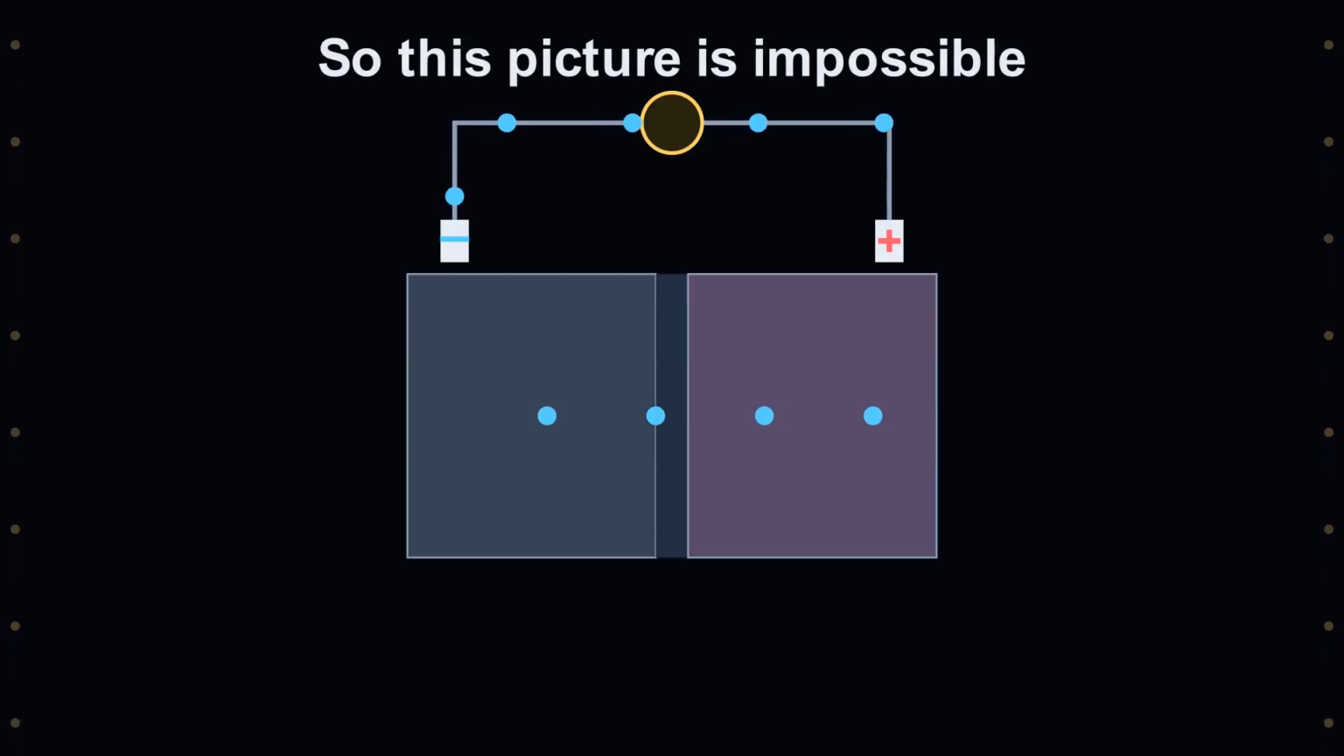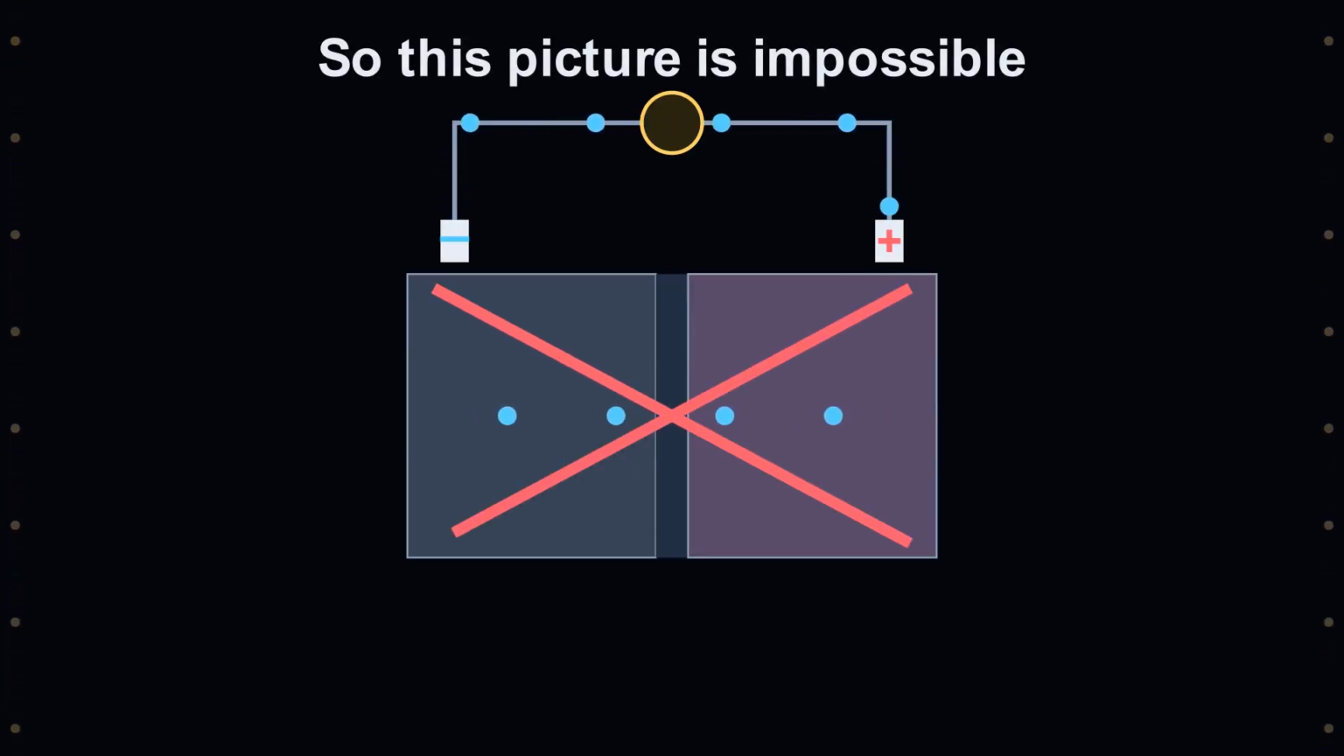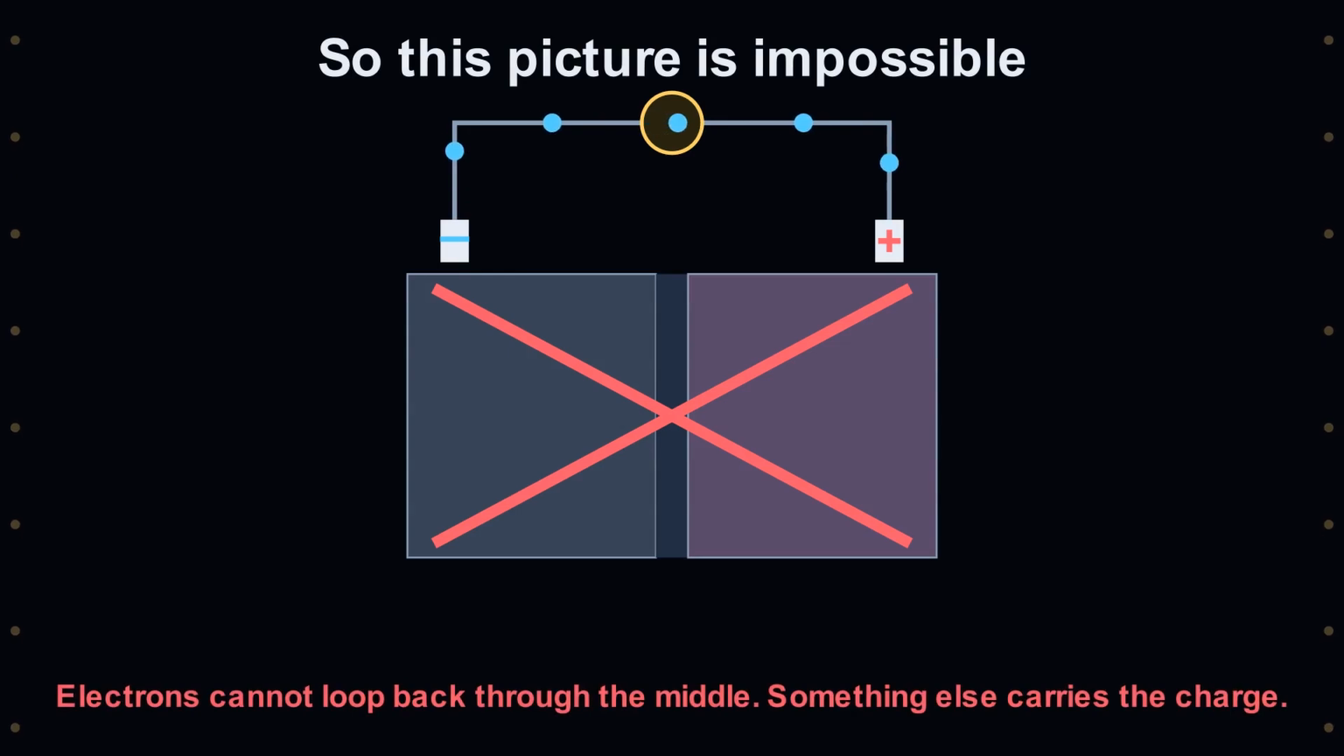That single fact kills the naive picture. Electrons cannot loop round and round, out through the wire and back through the middle. The middle is a dead end for them, so if a current still flows, something else has to carry charge across that gap. And it does.